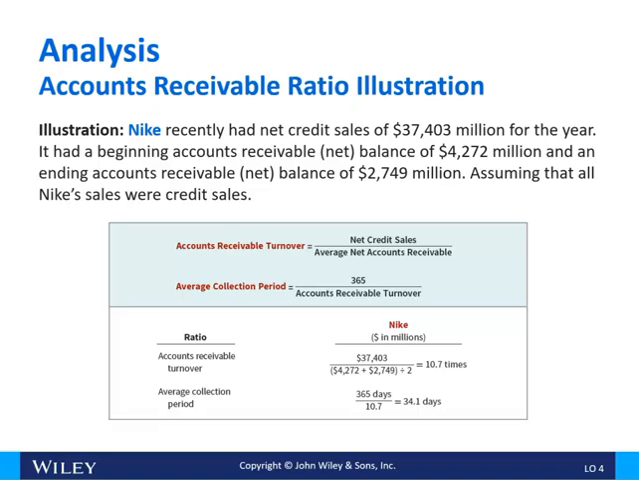So Nike recently had credit sales of $37,430 million, so $37 billion for the year. They had beginning accounts receivable net of $4.272 billion, so $4,272 million, and ending accounts receivable of $2,749 million, so $2.7 billion, so they reduced their accounts receivable during the period. Assuming that all their sales were credit sales, so if they don't break it out, you assume that all the sales are credit if it doesn't say specifically.